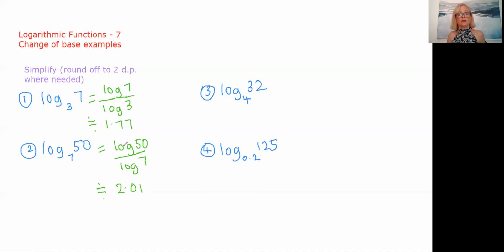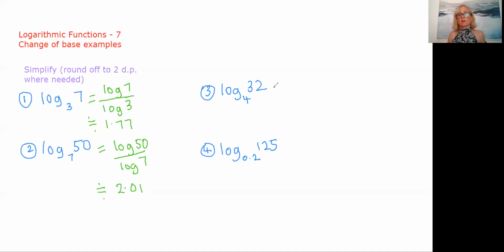Just to remember how to use the rule, this number here goes in the numerator, this number here goes in the denominator, and both numerator and denominator have to be changed into the same new base, which in this case was base 10. Right, let's look at this next one.